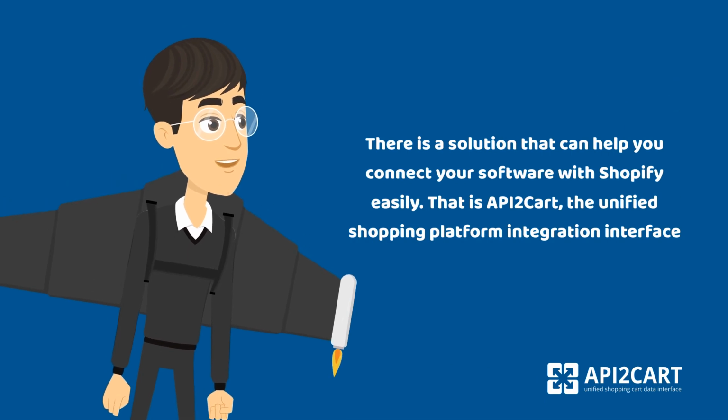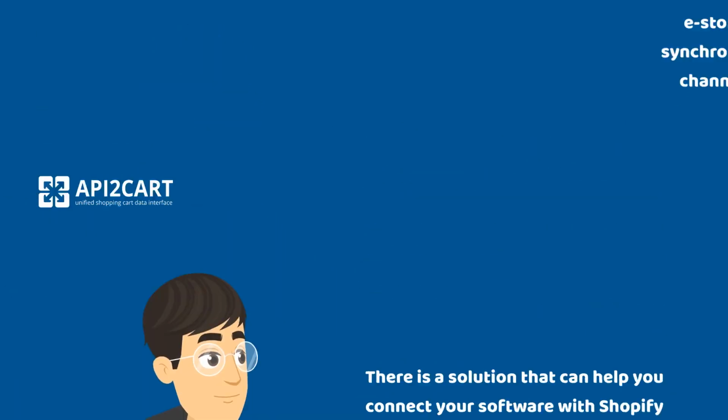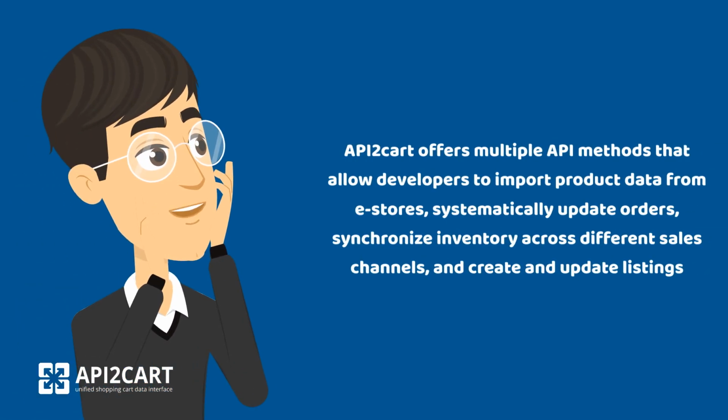That is API2Cart, the unified shopping platform integration interface. API2Cart offers multiple API methods that allow developers to import product data from e-stores, systematically update orders, synchronize inventory across different sales channels, and create and update listings.